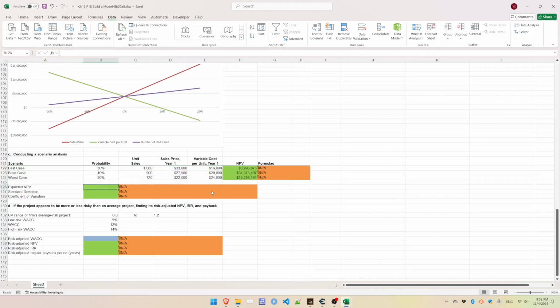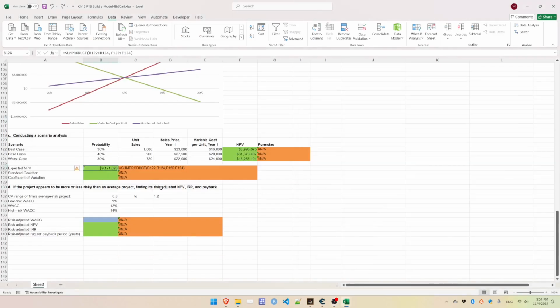I can calculate the expectation, which is pretty simple. You may want to use this multiplied with this plus this multiplied with this plus this multiplied with this. You can also use a formula called SUMPRODUCT, and you can select 1 array and 2 arrays. What it does is multiply the first with the first, second with the second, third with the third, then add them all together. As you can see, the number is the same. So that's the expected NPV in this specific example.